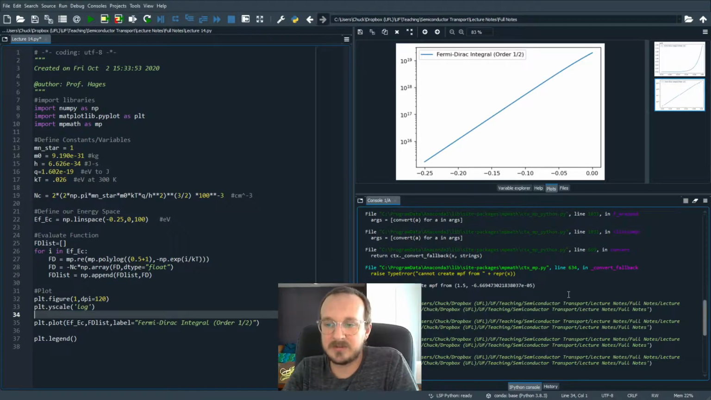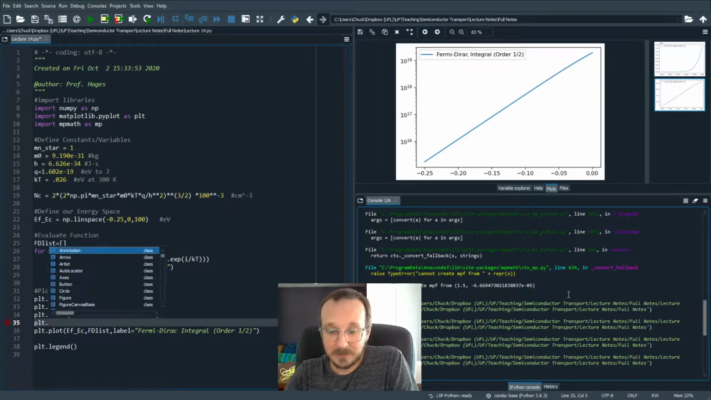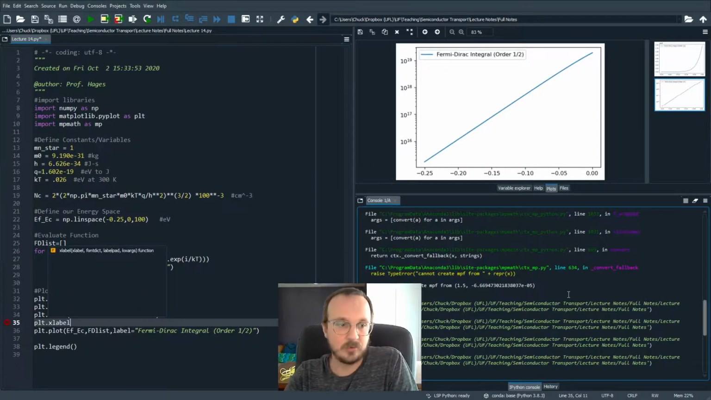Just to be nice and tidy here, let's add a title. So we'll do plt.title, and we'll call this the electron concentration. And we want to add labels, so X label and Y label. So we'll do X label.